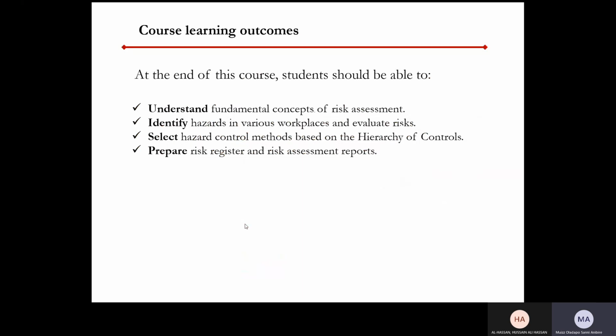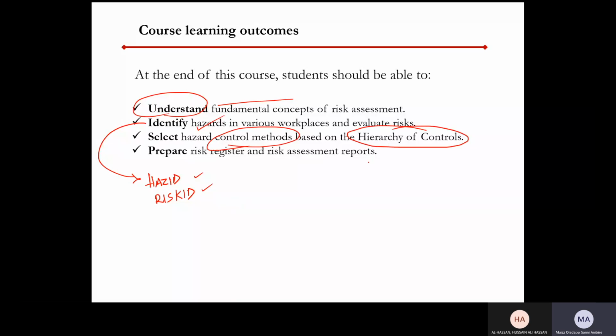So let's see what the learning outcomes of the course are. Firstly, this course will aid you to understand the fundamental concepts of risk assessment. This will of course include definitions and things like that, and also identifying hazards. With this course, you should be able to identify hazards in the workplace and then evaluate the risks. As for hazard identification, or risk identification, how do you go about this in a systematic way? We're going to go into details regarding this. Now, also, how do you select hazard control methods? First of all, how do you research hazard control methods? Where do you get control methods that you can use to mitigate or eliminate your hazards? And then also, we're going to describe the hierarchy of controls.